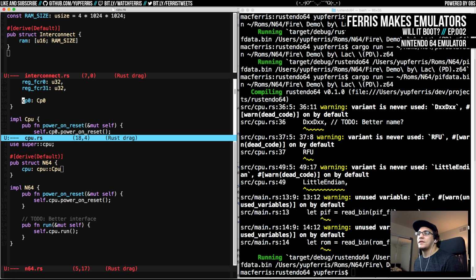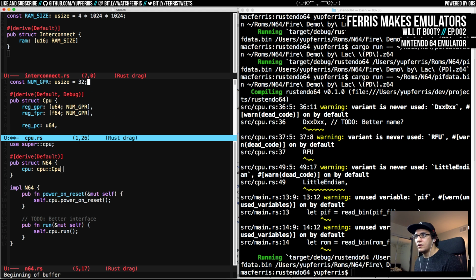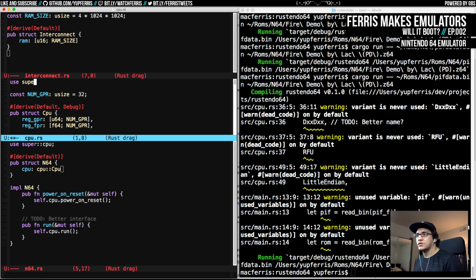It's not my favorite thing that this ends up having to live here, but maybe we'll find a better way to do this later. I'm just going to do that, and it's going to be use super interconnects.